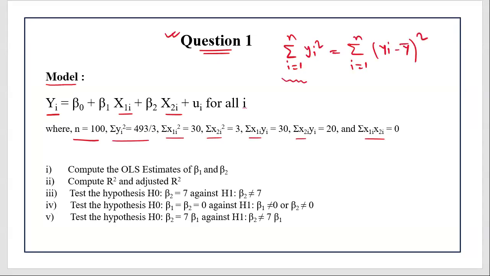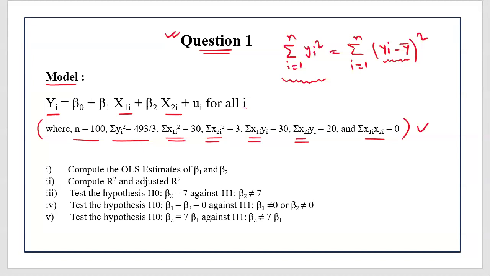We have discussed this multiple times while discussing the lecture videos. Small letter means the deviation form. In econometrics, wherever you are writing the small letters, it means you are taking this kind of deviation form. So all the things that are given to us here are in small letters, which means we are talking about the deviation form, right? Now see, these data are given to you: summation yi square, summation x1i square, summation x2i square, summation x1i yi, summation x2i yi, and summation x1i x2i. All these values are given to you.